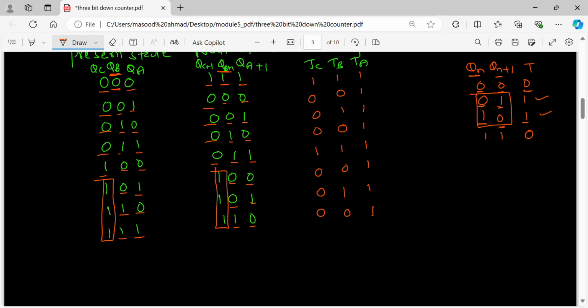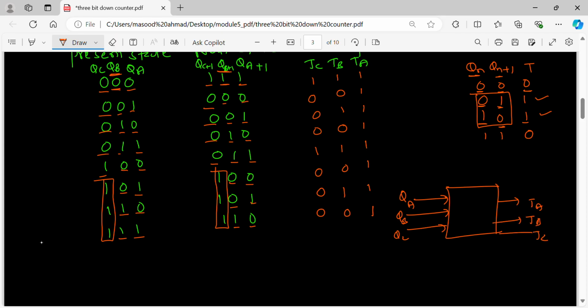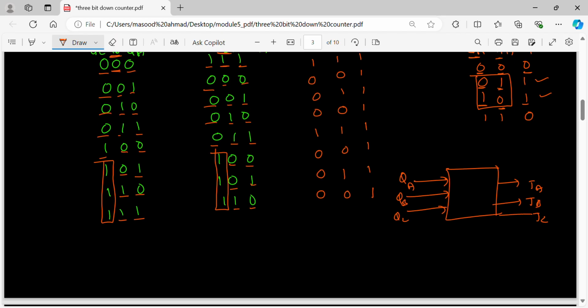Now we will look for the expressions for TA, TB, TC. TA, TB, TC are outputs. What exactly that means is, we are processing QA, QB, QC and trying to get TA, TB and TC. So TA is a function of QA, QB, QC. This is the combinational circuit that we are adding to the sequential circuit to get a counter operation.